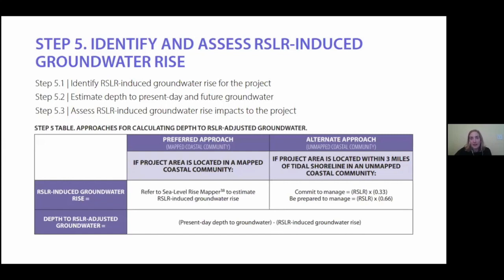So whether you're in a mapped community or not, you'll subtract the groundwater rise amount, or the range of groundwater rise that you came up with, from your present day depth to groundwater. And that present day depth to groundwater is determined using best available information. Some possible methods are noted in the report.